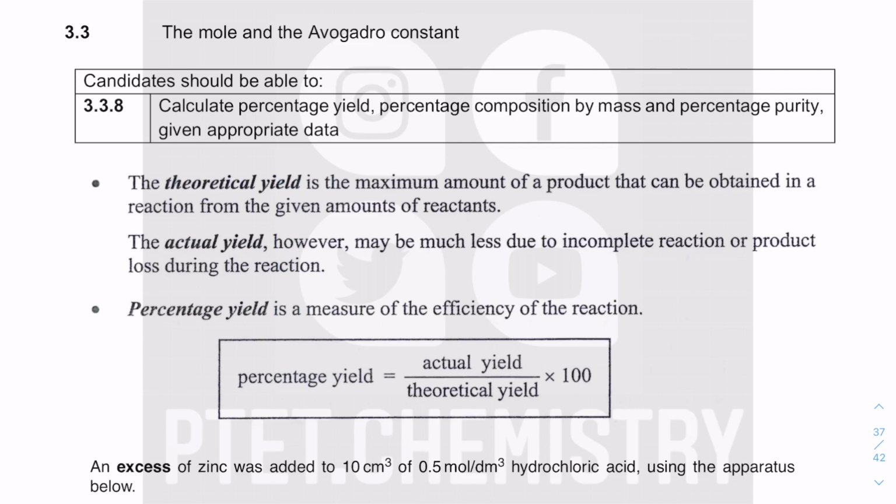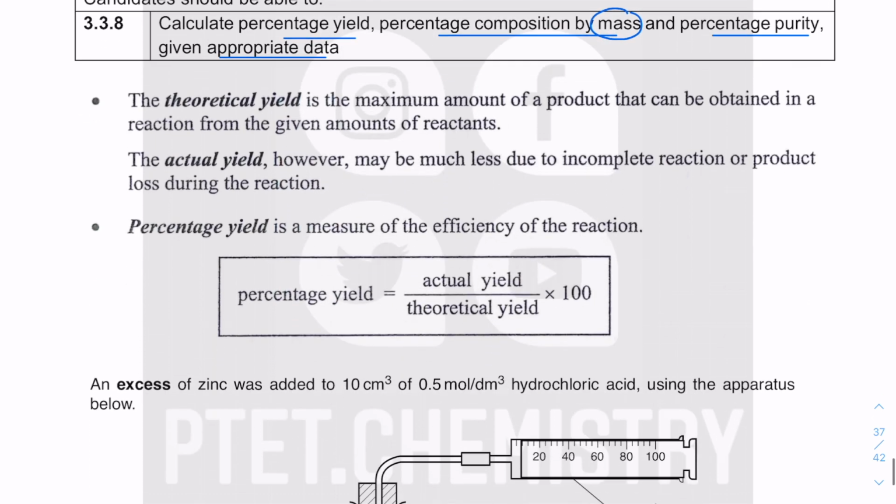So this is the last subtopic in this mole calculation and stoichiometry. It's basically all about percentage yield, percentage composition by mass. Remember that's by mass, and then percentage purity, how pure is your compound given appropriate data. So without further ado, I'll just show you a couple of examples where it's a lot easier to visualize this particular formula, which probably doesn't mean a lot.